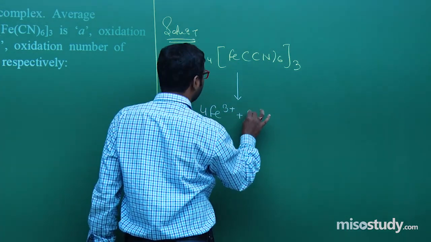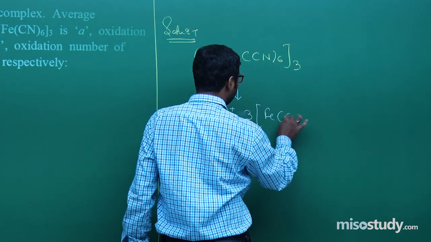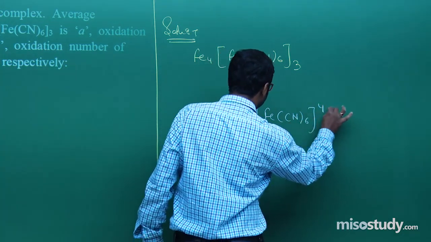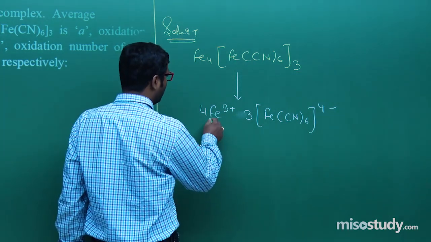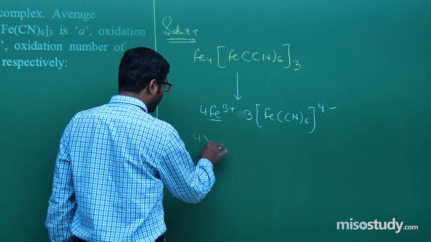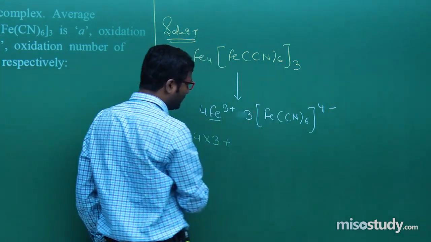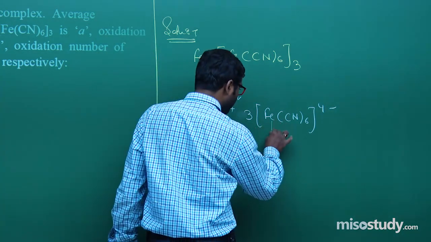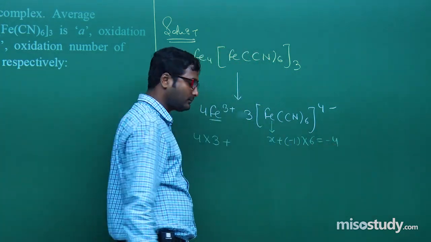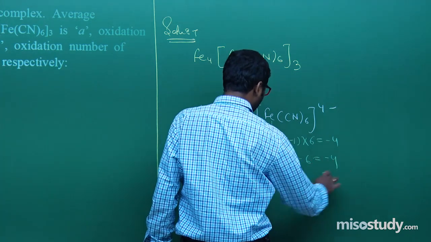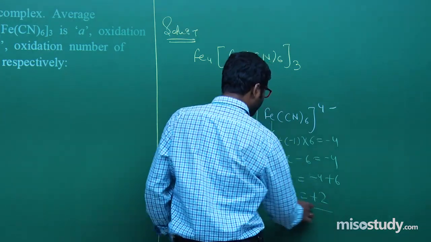4Fe3+ and 3[Fe(CN)6]4-. This is the simple case. Now total iron here is 4, so 4 into 3, and here Fe is in the +2 oxidation state. Do you need to find it out? Find it out. X plus (-1) into 6 is equal to -4. X minus 6 is equal to -4. X is equal to -4 plus 6. X is equal to +2 oxidation state.